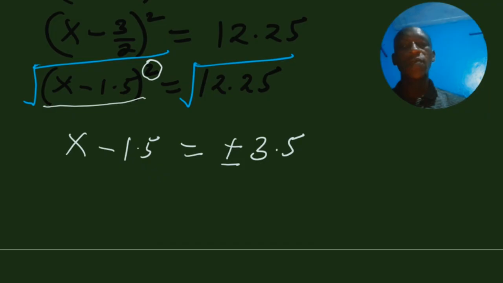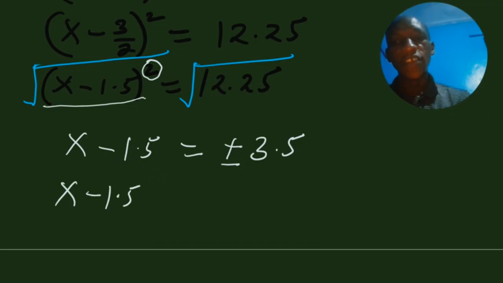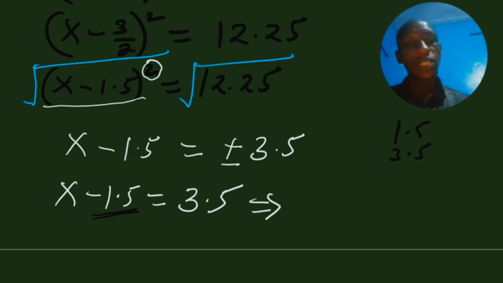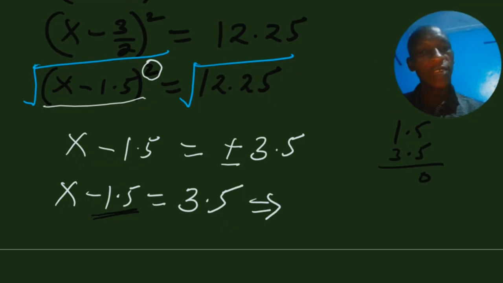Then how do we solve? x minus 1.5 could have been equal to positive 3.5, and that will give the value of x. So negative 1.5 will cross to the other side of 3.5. So 1.5 plus 3.5, because this is going to be positive, is 0, carry 1, we have 5. This makes the value of x equal to 5.